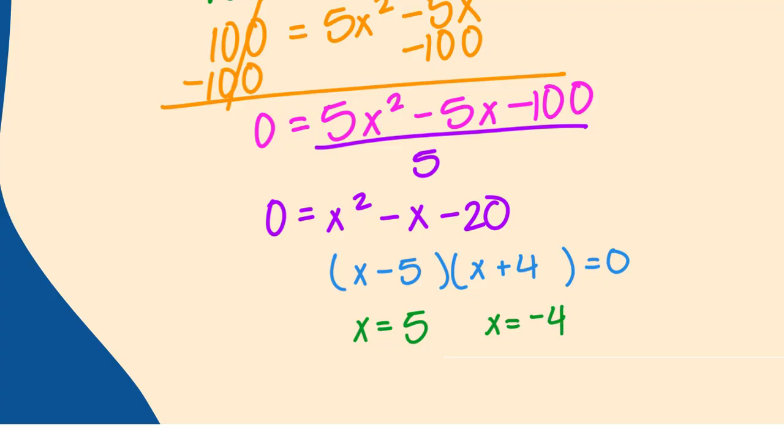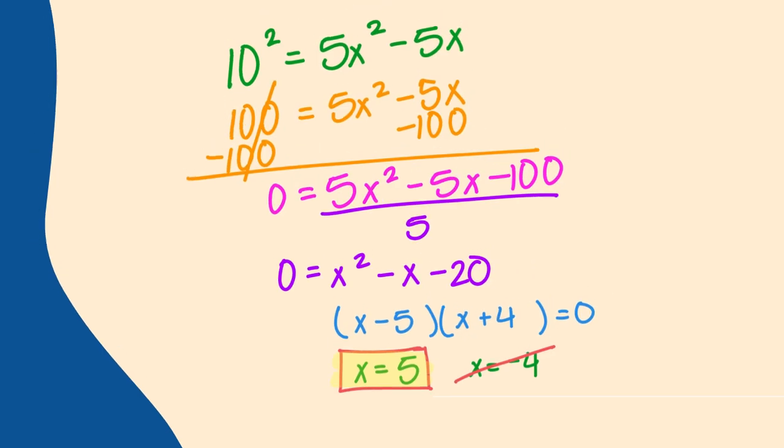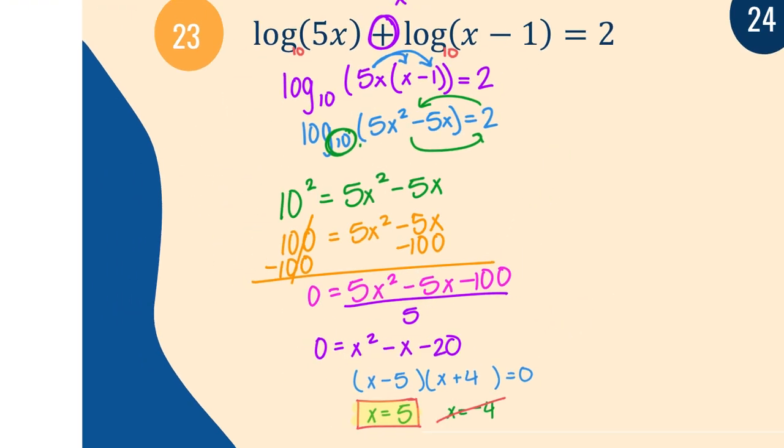Going back to the first slide, we cannot have 0 or a negative number. So in this case, I cannot have negative 4. So my answer would be 5. You have to remember that as well. The answer for this would just be 5.